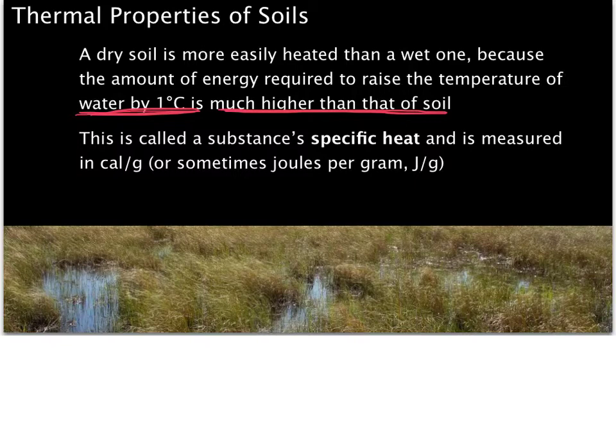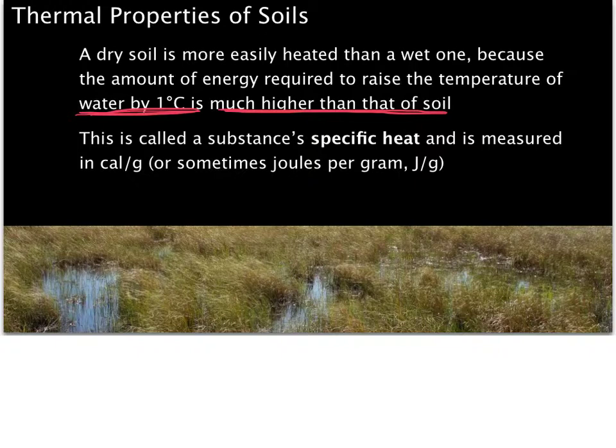So if we have soil without water, an air-dry soil, a soil that was fairly dry versus a soil that was fairly wet, the soil that's fairly wet would take a lot more calories being put into it in terms of sunlight energy. So it takes a lot more energy to raise the temperature of a wet soil because of the water in it, because the water takes a lot of energy to heat up, and subsequently a lot of energy to cool down as well.